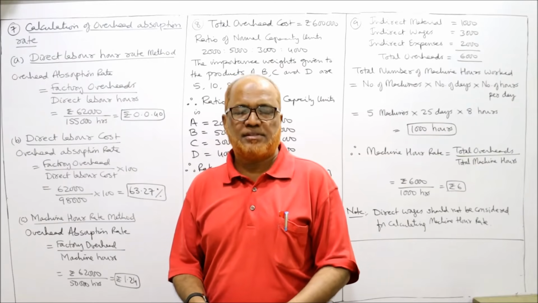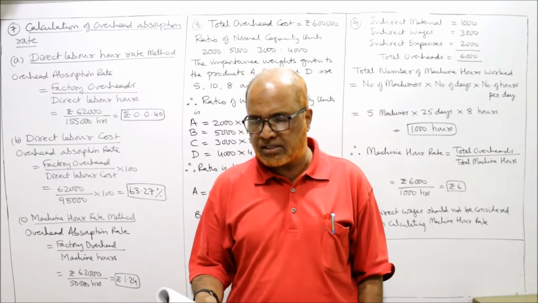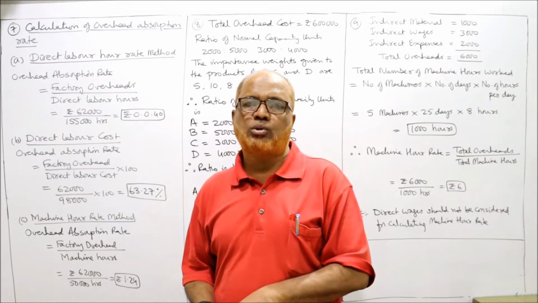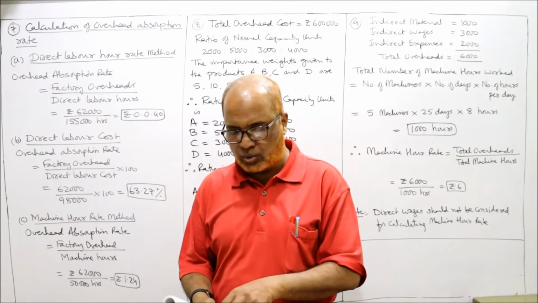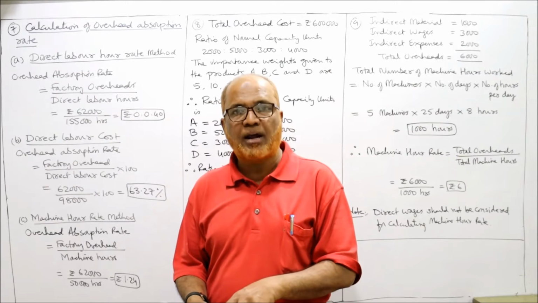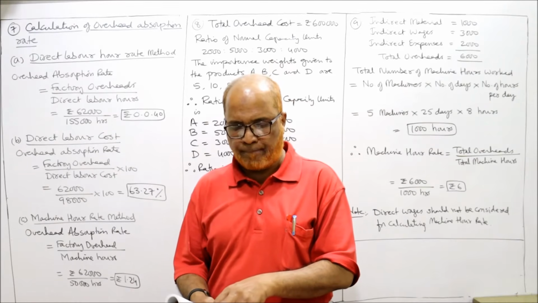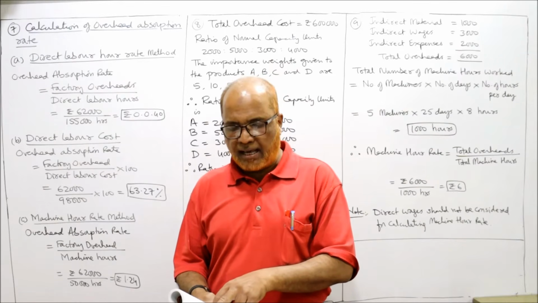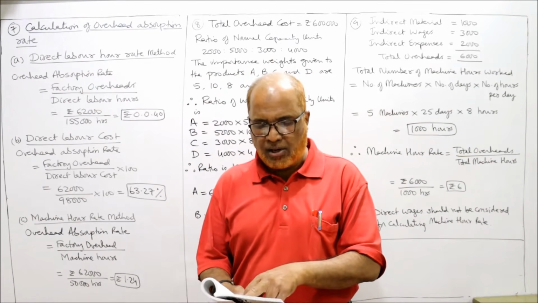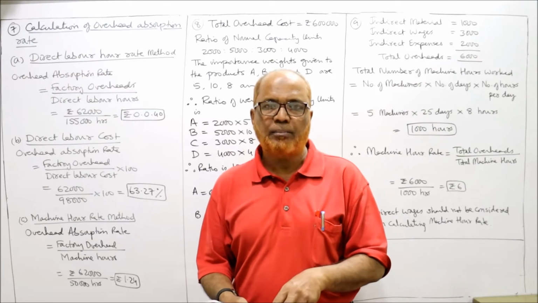Problem number 7. See the 7th problem carefully. The following is the budget of Super Engineering Works for the year 1978. Factory overheads are 62,000. Direct labor cost 98,000. Direct labor hours 1,55,000. Machine hours 50,000. So three different things are given: direct labor cost, direct labor hours, and machine hours. From the given figures, prepare the overhead application rate using the following methods.